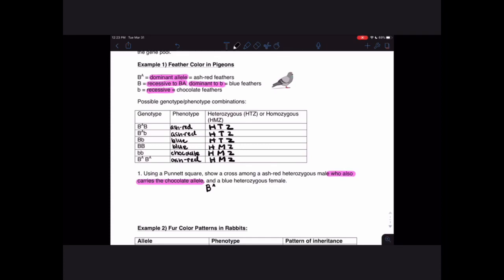Well, if the female is blue, we know that it has a capital B allele. But we also know that the other allele must be a lowercase b because lowercase b is the only thing that's recessive to capital B. So we set up our Punnett square. And the results are 25% blue, 25% chocolate, and 50% ash red in the phenotype.